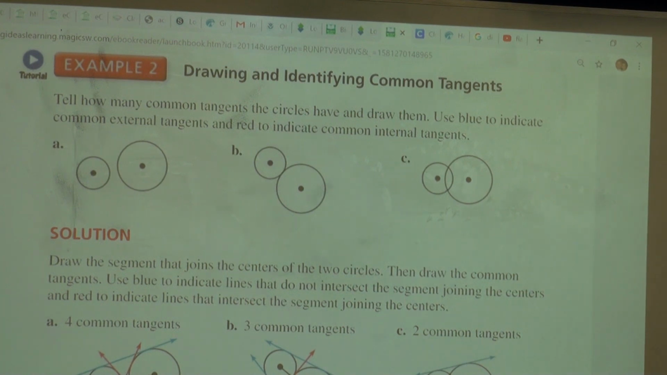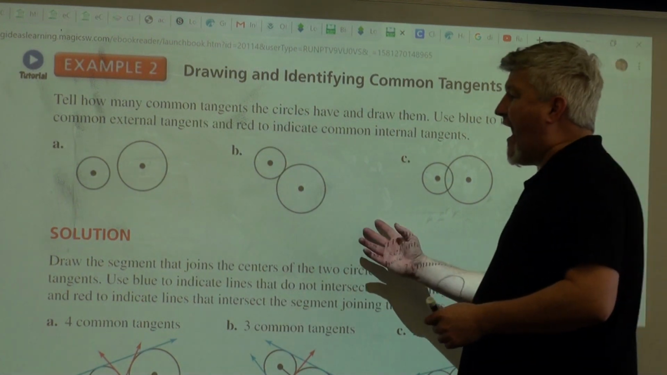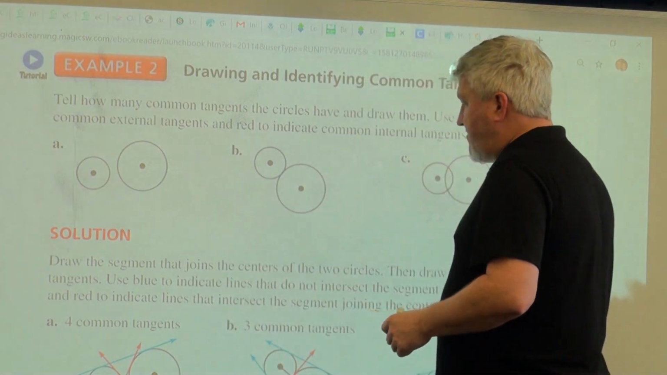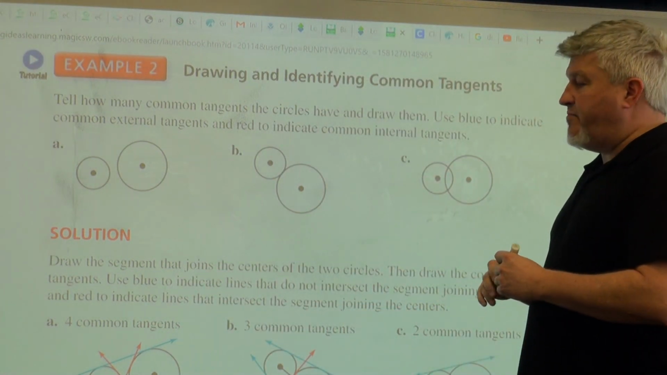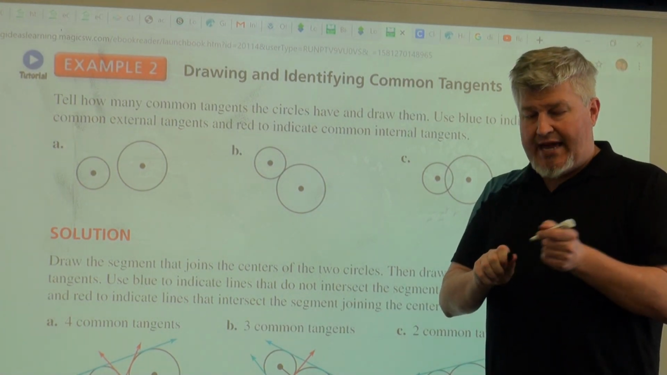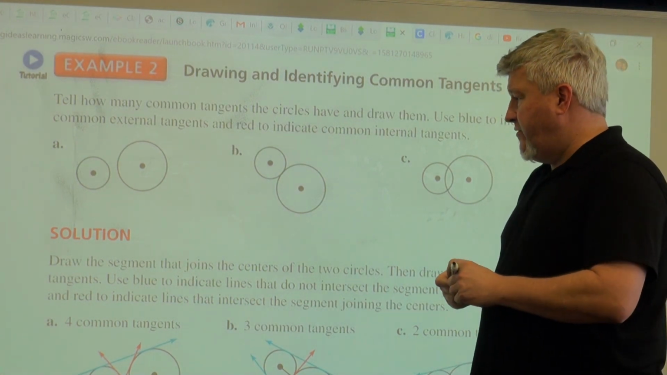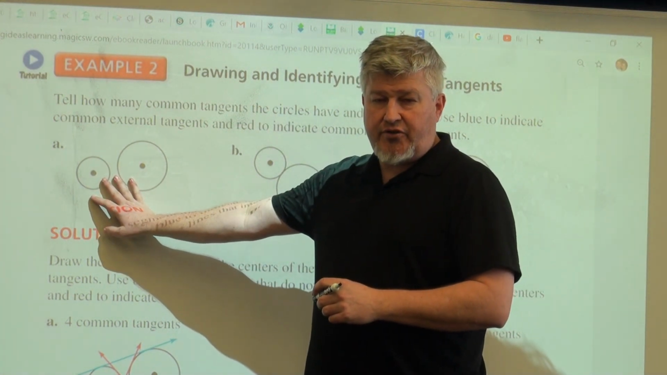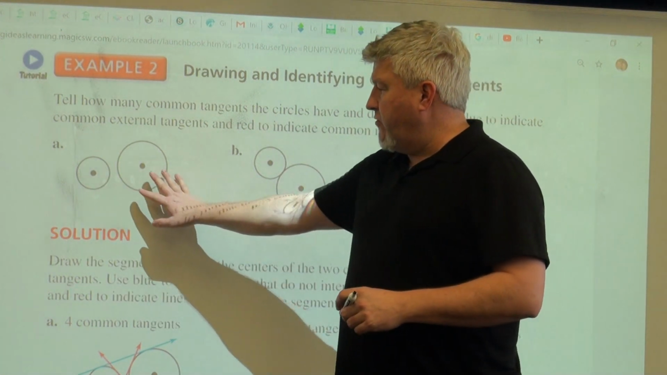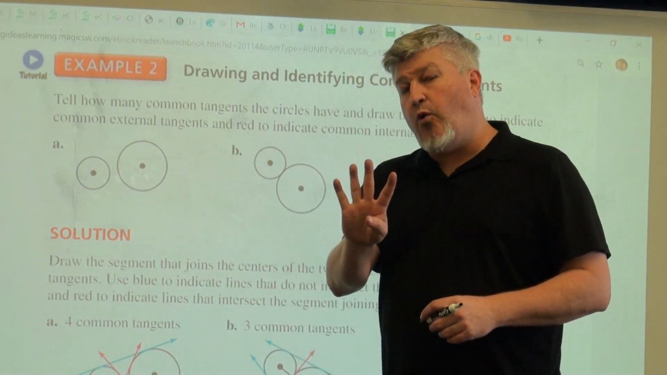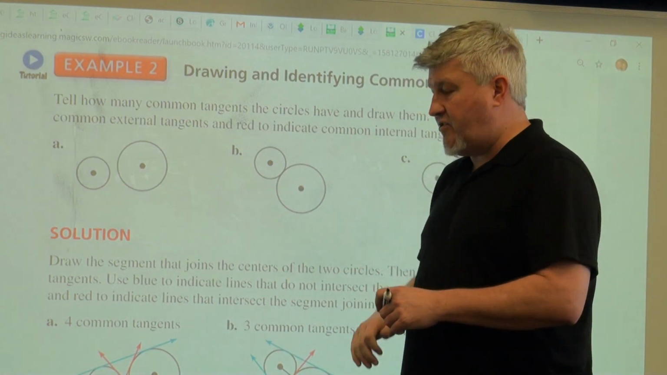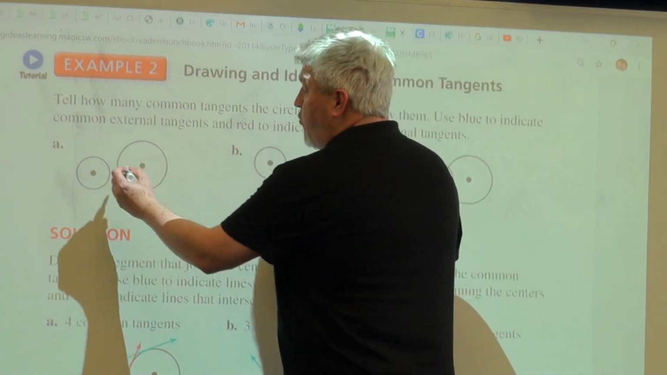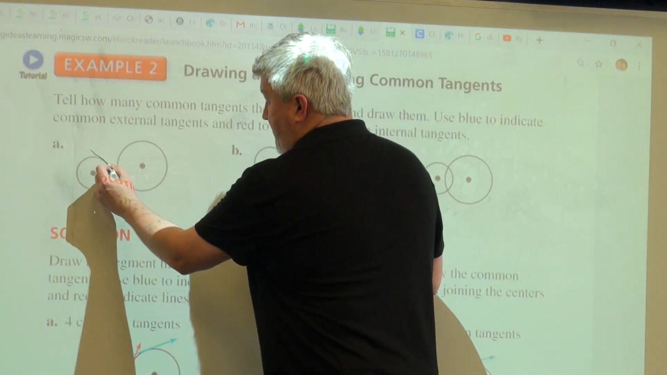Tell how many common tangents the circles have and draw them. Okay? So we've got A, B, and C. Draw as many common tangents as you can. So the first one, we have two circles that are not touching each other in any way. When they don't touch like this, you can draw 4 common tangent lines. 2 internal and 2 external. The 2 internal basically make an X.